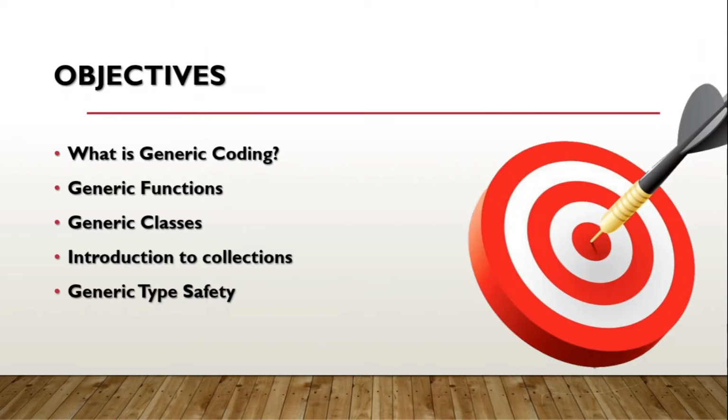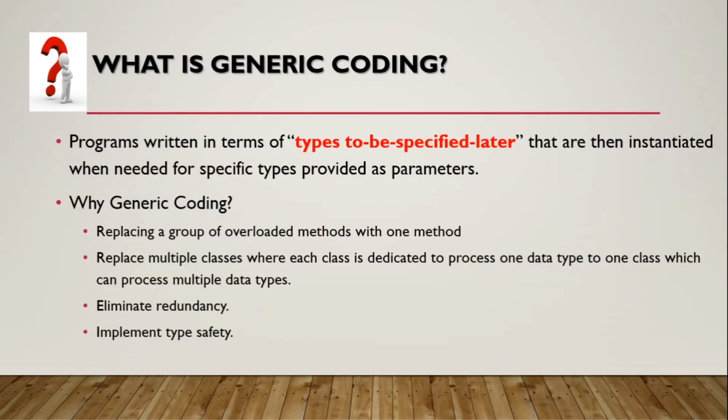Well, those are the objectives of the video for today. We're going to talk about what is generic coding. We're going to talk about generic functions, generic classes. We're going to talk about collections a little bit because they're kind of related. And then we're going to talk about the type safety of generics. I'm just going to go through those definitions and I'm going to try to explain them.